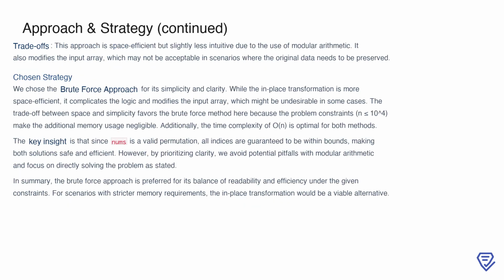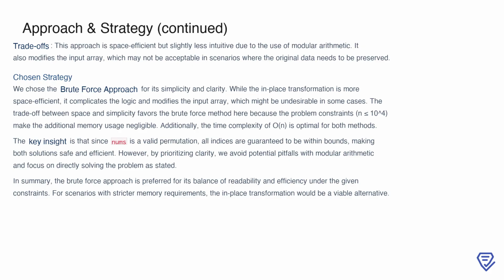There are trade-offs to consider with the in-place transformation approach. While it is highly space efficient, it introduces additional complexity due to the use of modular arithmetic. It also modifies the original input array, which could be problematic if the data needs to be preserved for other operations. With this in mind, we opted for the brute force approach as our chosen strategy. The main reason is its simplicity and clarity. Since the problem constraints allow for an additional memory allocation of O(n), the extra space usage is negligible for arrays of size up to 10,000.